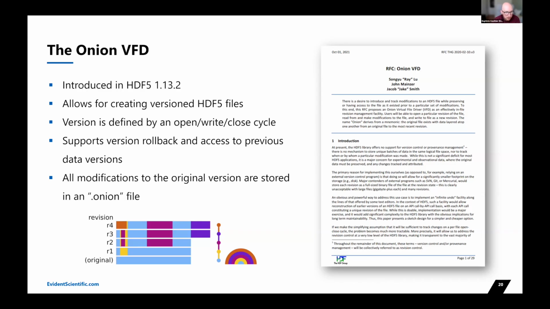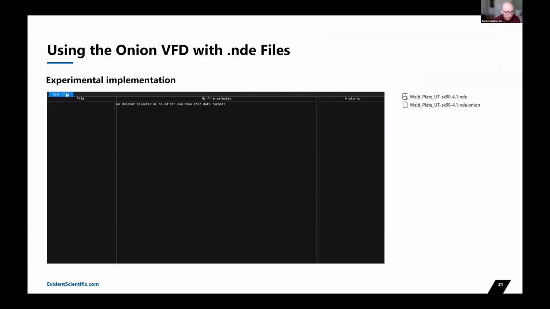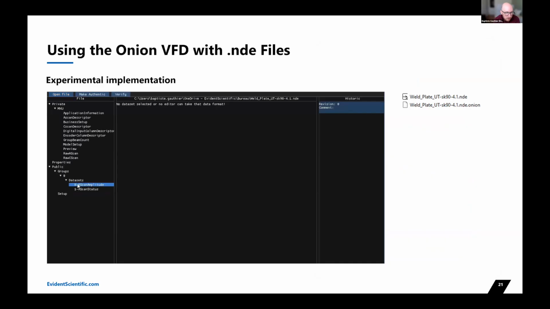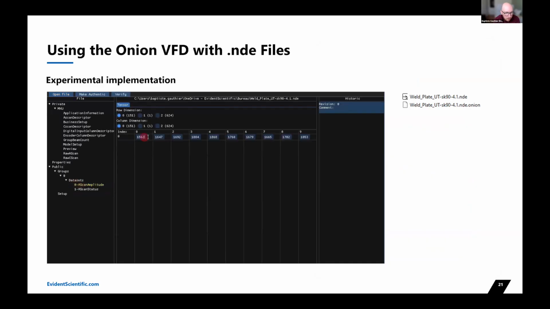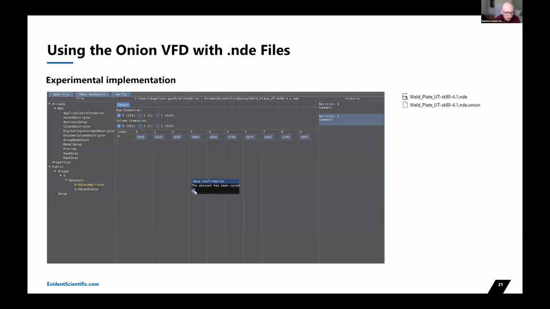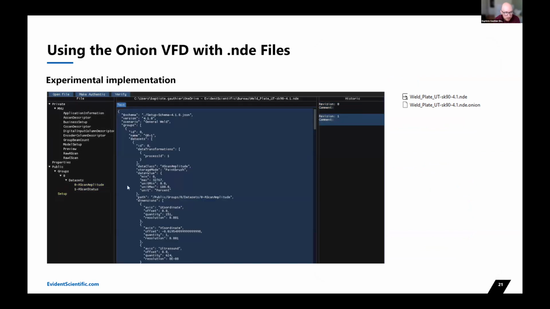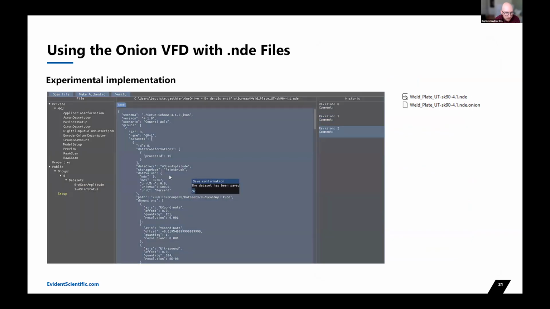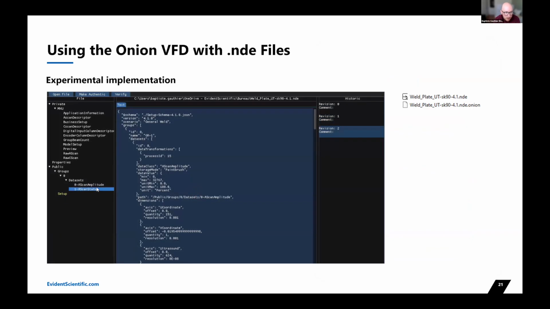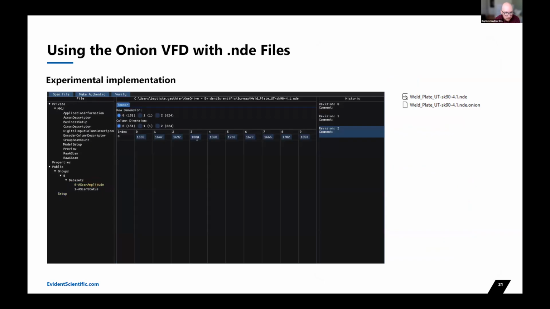So actually, we had a great team of students working on that earlier this year, some of my colleagues as well. And we developed an experimental implementation of the Onion VFD. They developed a very simple UI to test this functionality, being able to explore the file on the left and display some data sets, whether numerical data sets or text data sets. So it's the JSON I was mentioning, also some standard data sets that we have.